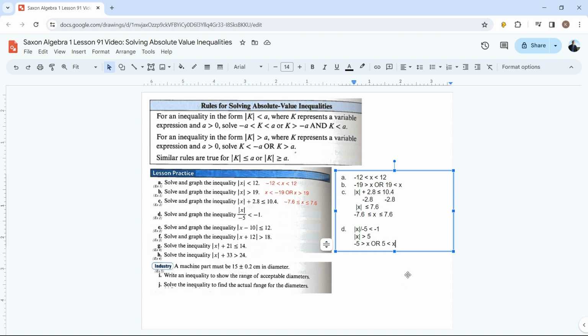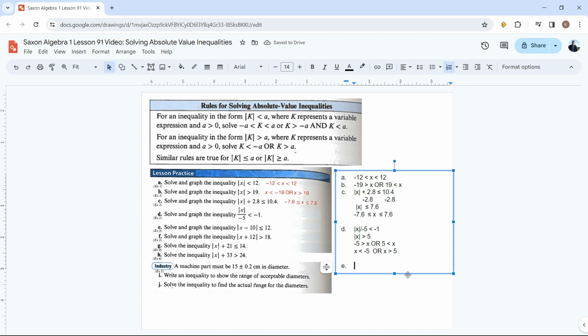If I wanted to, I could flip these around and put x on the other side. If I flip x to the other side, I also have to flip the inequality sign. So if it's a little easier for you to read it this way, x is less than negative 5, or x is greater than 5. That's also correct. Let's move on to letter E. Solve and graph the inequality.